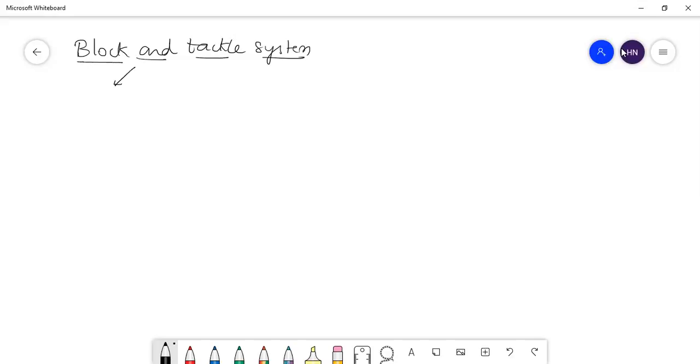So it can be a combination of 3 pulleys, 4 pulleys, or 5 pulleys. We'll first look at a combination of 4 pulleys, and then later we can move on to a combination of 5 pulleys. These two are the basic combinations used in your exam. So first, let me talk about block and tackle with 4 pulleys.